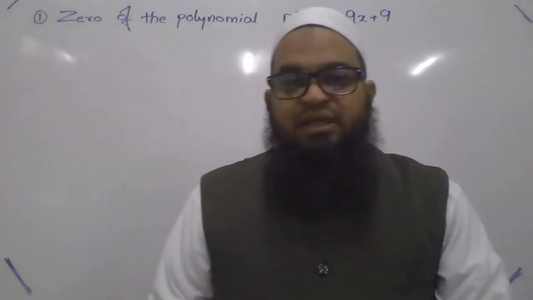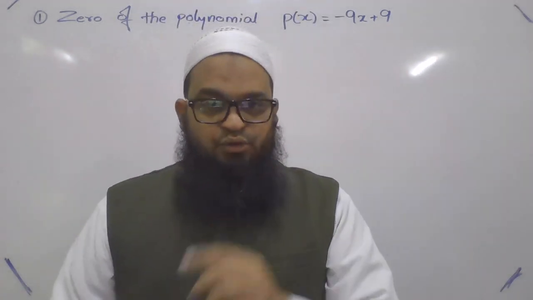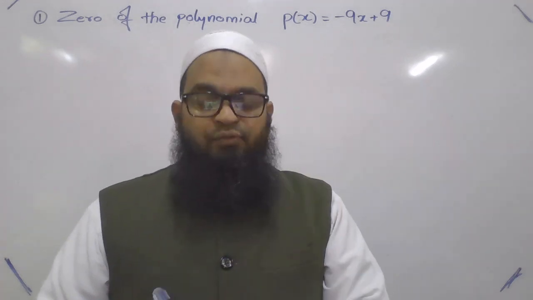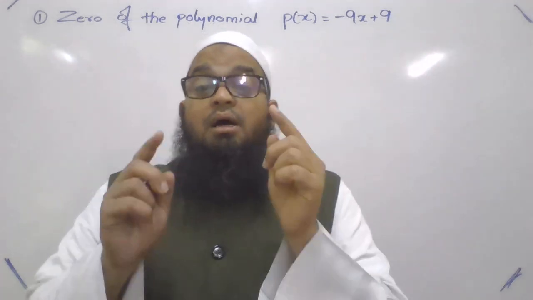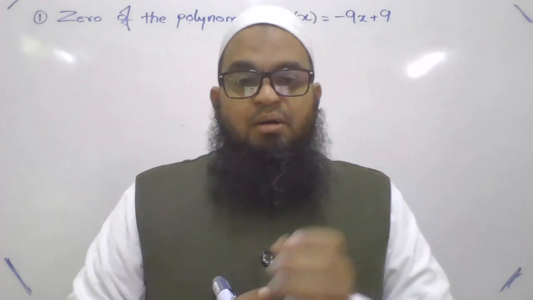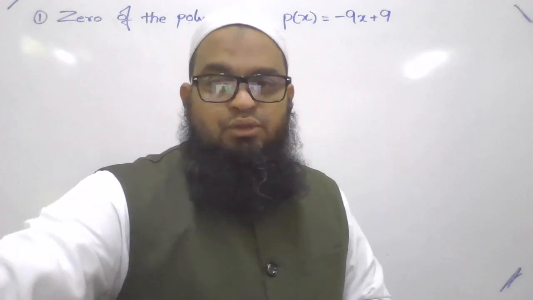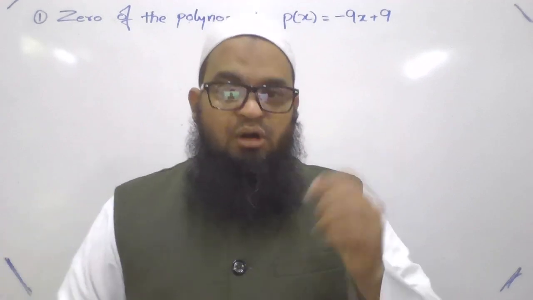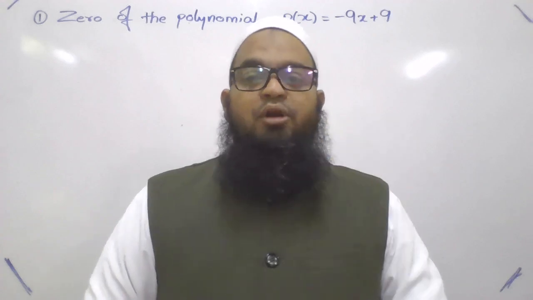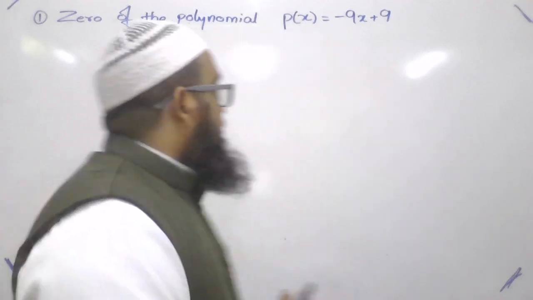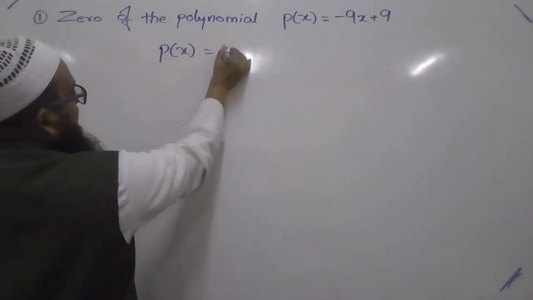So actually, what is the zero of the polynomial? Zero of the polynomial, as you know, is the value of the variable which when substituted in the given polynomial makes the polynomial equal to 0. Is it right? So let us see how to do it. In order to find the zero of the polynomial, equate the polynomial to 0. So that means we equate p of x to 0.